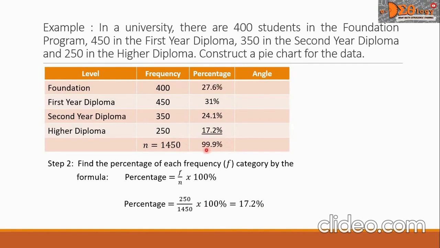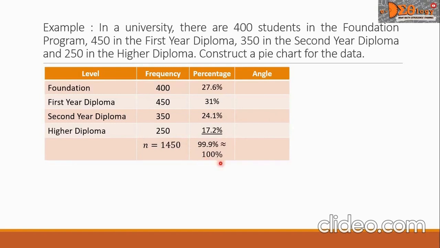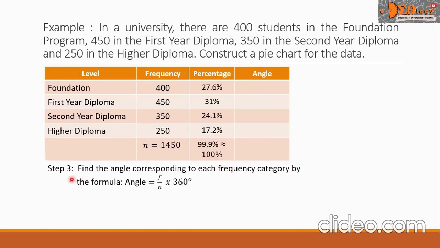We will have 99.9%, and this is equivalent to 100%. Now, let us go to step 3. Find the angle corresponding to each frequency category by the formula angle equals F over N times 360 degrees.